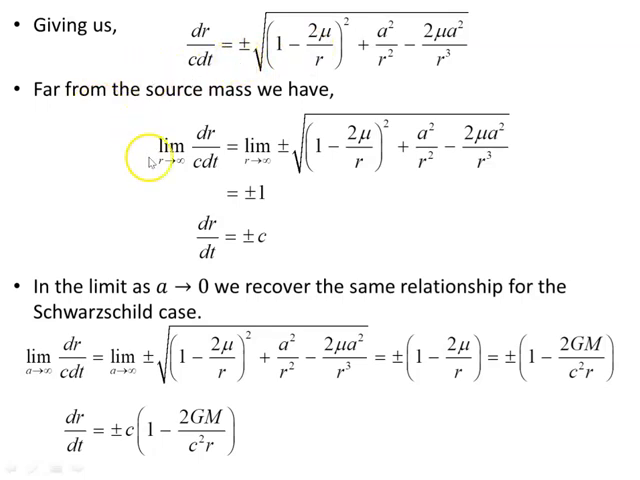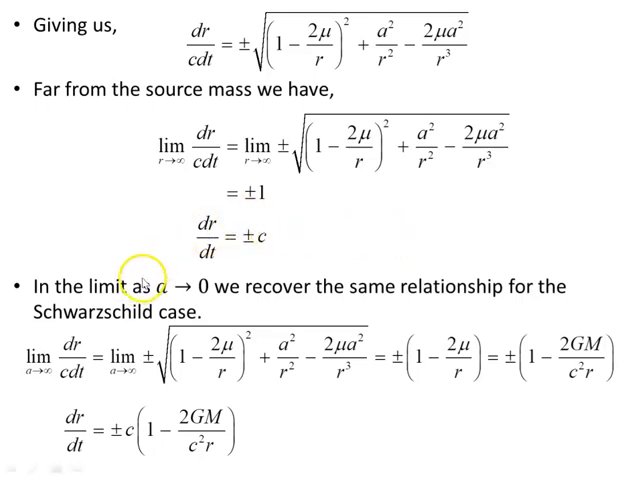All right, now far from the source mass, but still in the equatorial plane, so just moving further out, in the limit as r goes to infinity, all of this just reduces down to plus or minus 1. And so dr/(c dt) is plus or minus 1, so dr/dt is plus or minus c. So far from the source mass, the local light cone is the usual one of special relativity, in flat Minkowski space.